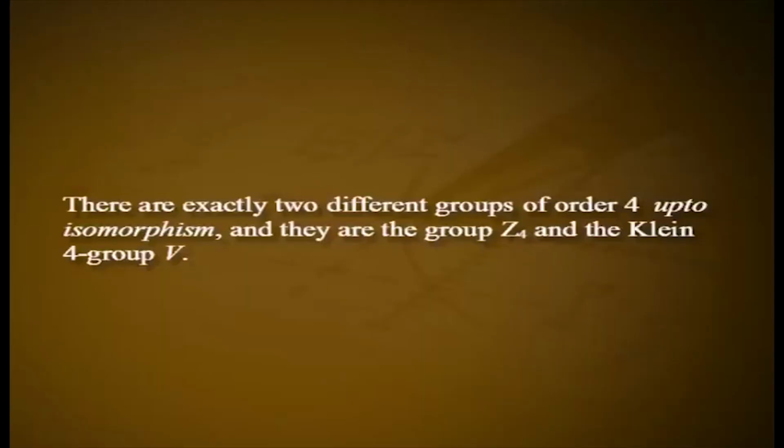There are exactly two different groups of order 4 up to isomorphism and they are the group Z4 and the Klein 4 group V. By the words up to isomorphism, we mean that any group of order 4 is isomorphic either to Z4 or to V, but not both.